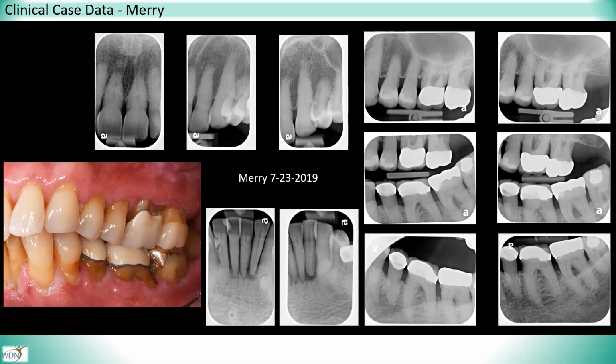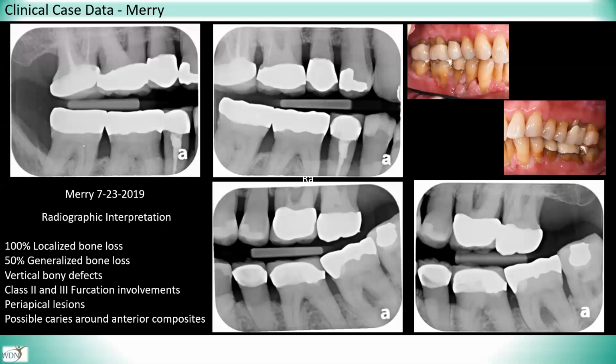And so you can see the radiograph, you can see the extensive bone loss. This is looking pretty severe. You can see there's a suggestion of furcation involvement on the radiographs, quite a few things that fit our chart. So the interpretation is 100% bone loss, 50% generalized bone loss. We have some localized areas that are 100%. There are some vertical bony defects. There's some class 2 and 3 furcations. There's periapical lesions. There's some caries around some composites, at least it looks that way. So this case is very complex, and this case is very severe.